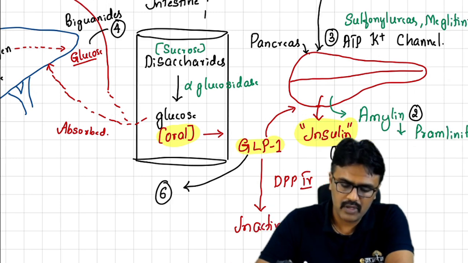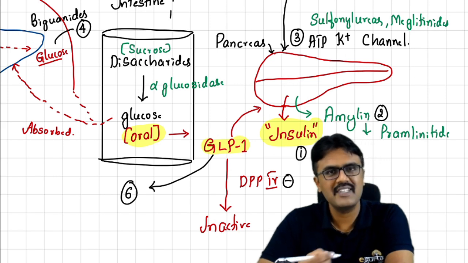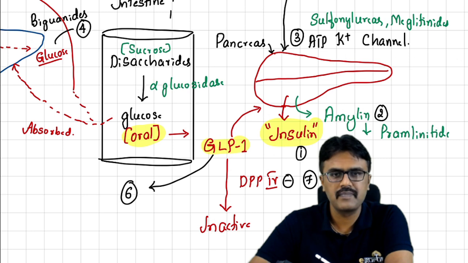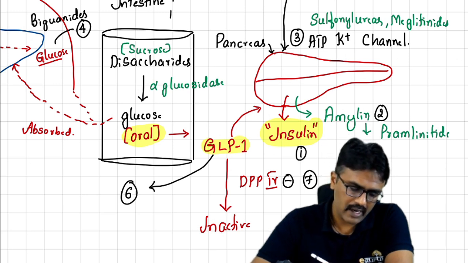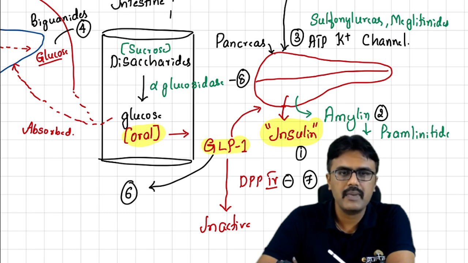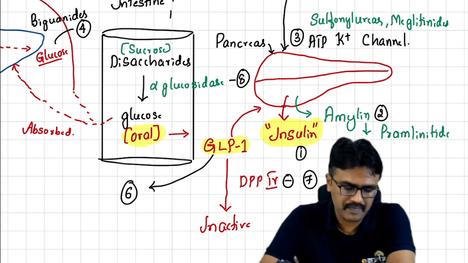Another thing what we can do is we can block this enzyme, that is DPP4. And if you block that, obviously GLP-1 will increase. That is the seventh target. Now later they also found that you can inhibit this alpha glucosidase, so that the disaccharides cannot become glucose. That is the eighth target.